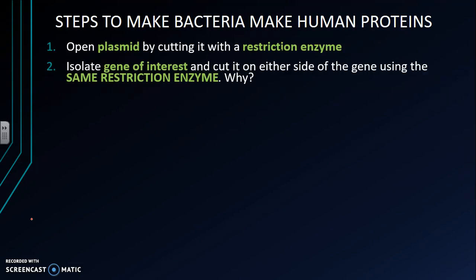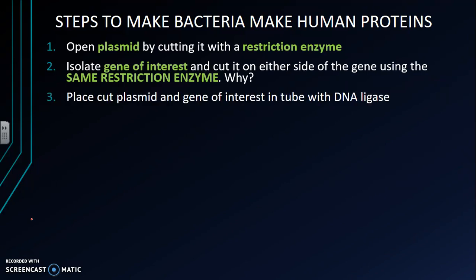So we learned here, it says isolate the gene of interest and cut it on either side using the same restriction enzyme. The reason why you need to use the same restriction enzyme is that if you don't, then the sticky ends won't be complementary, and you won't be able to put them together. So the point of using the same restriction enzyme is that it makes the sticky ends complementary.